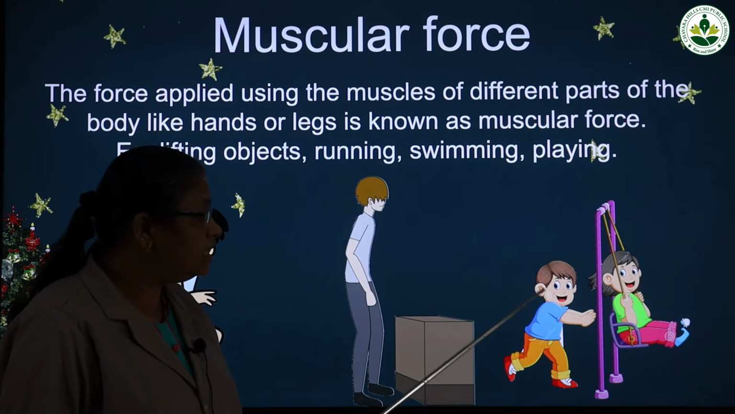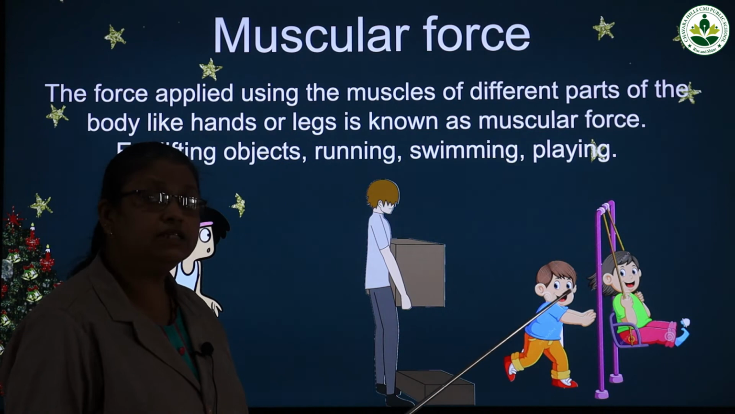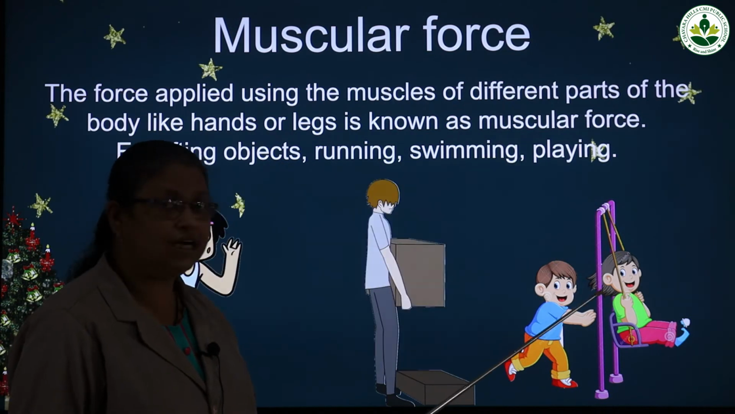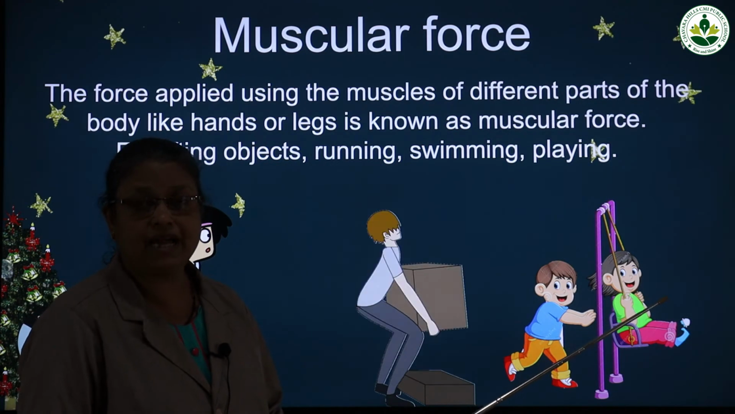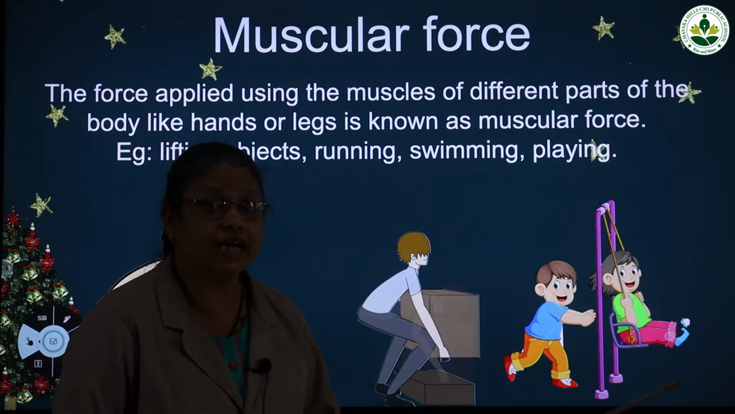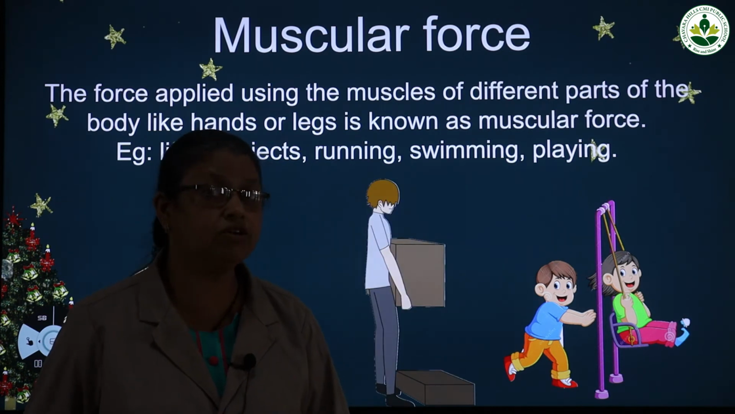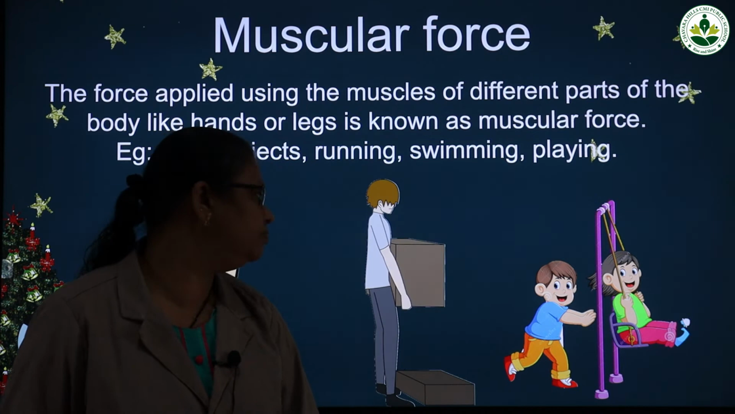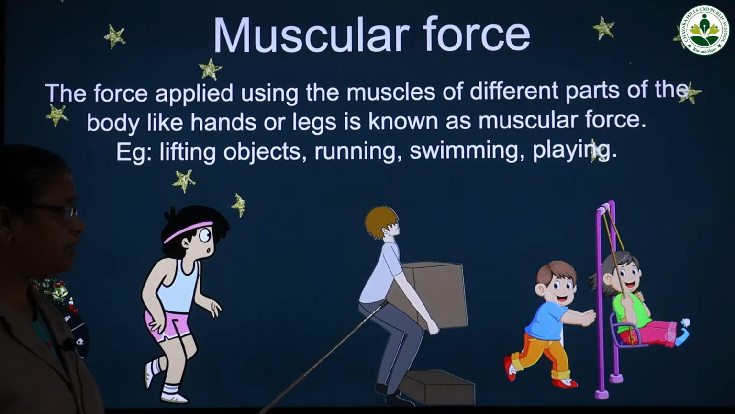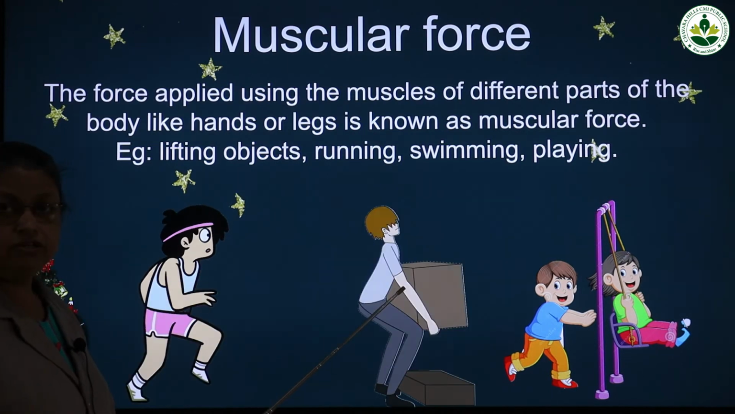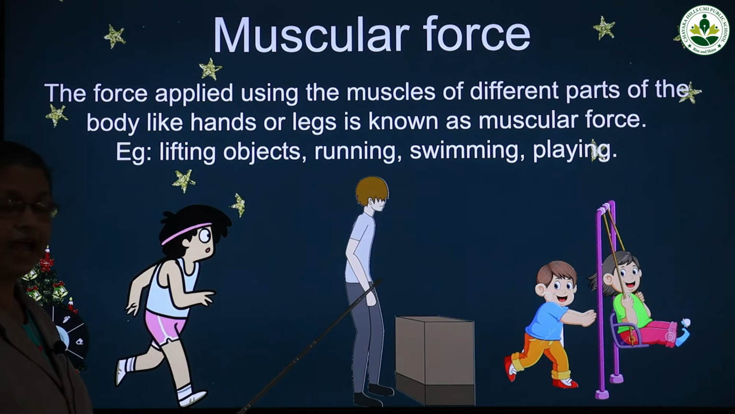The boy is pushing the swing. That time the boy's muscle is working. The force is exerted or applied by the muscles of the boy's hand. So the force exerted by the muscles of the body parts is called muscular force. And the second picture, a man is lifting a box, isn't it? So he is also applying the muscular force of the hands.